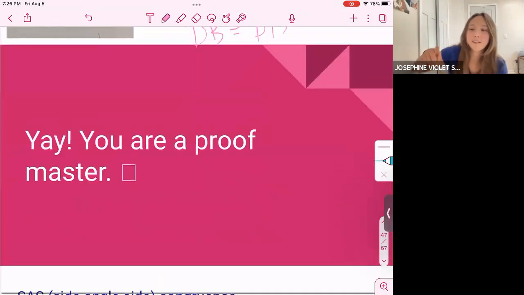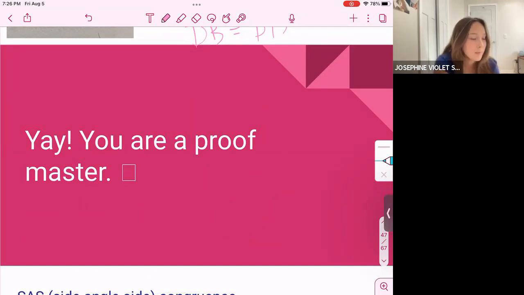I meant to put the emoji there that's like a finger pointing out, but it didn't transfer over when I put my slides into Notability, which is kind of a shame.